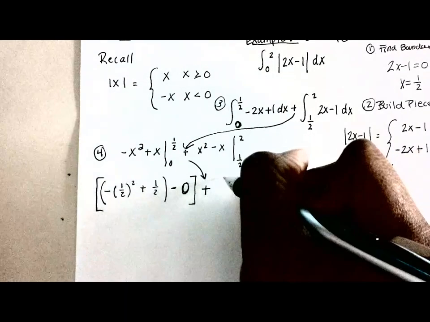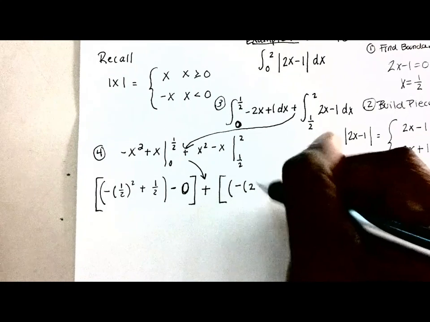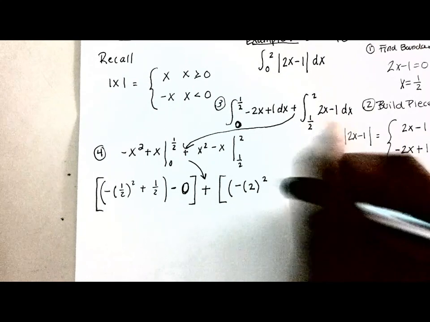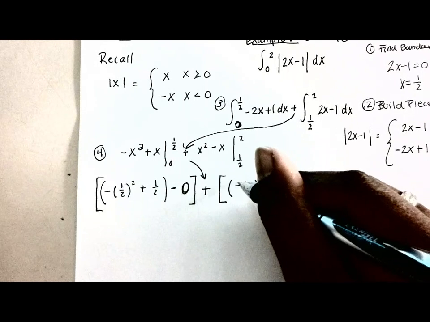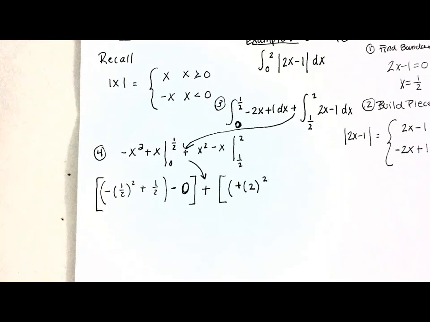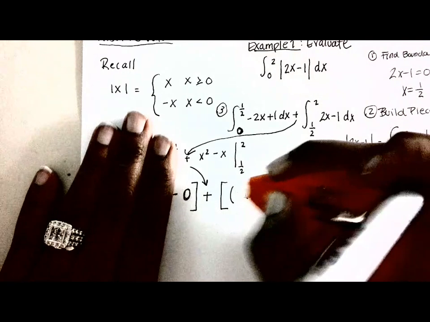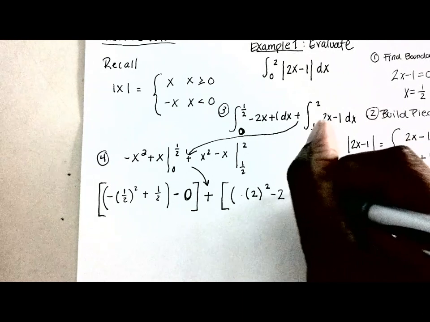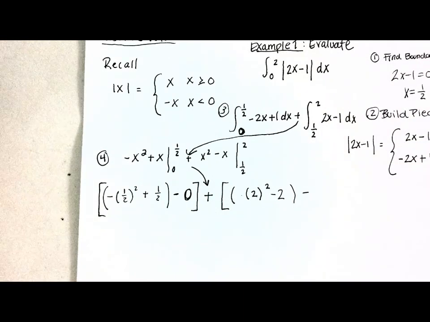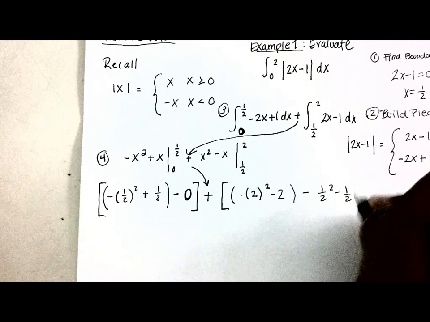So then, I've got negative 2 squared. Whoa. No, that's just positive 2, right? My bad. I'm not plugging that in here. I'm plugging it into there. So 2 squared minus 2, minus half squared minus half.